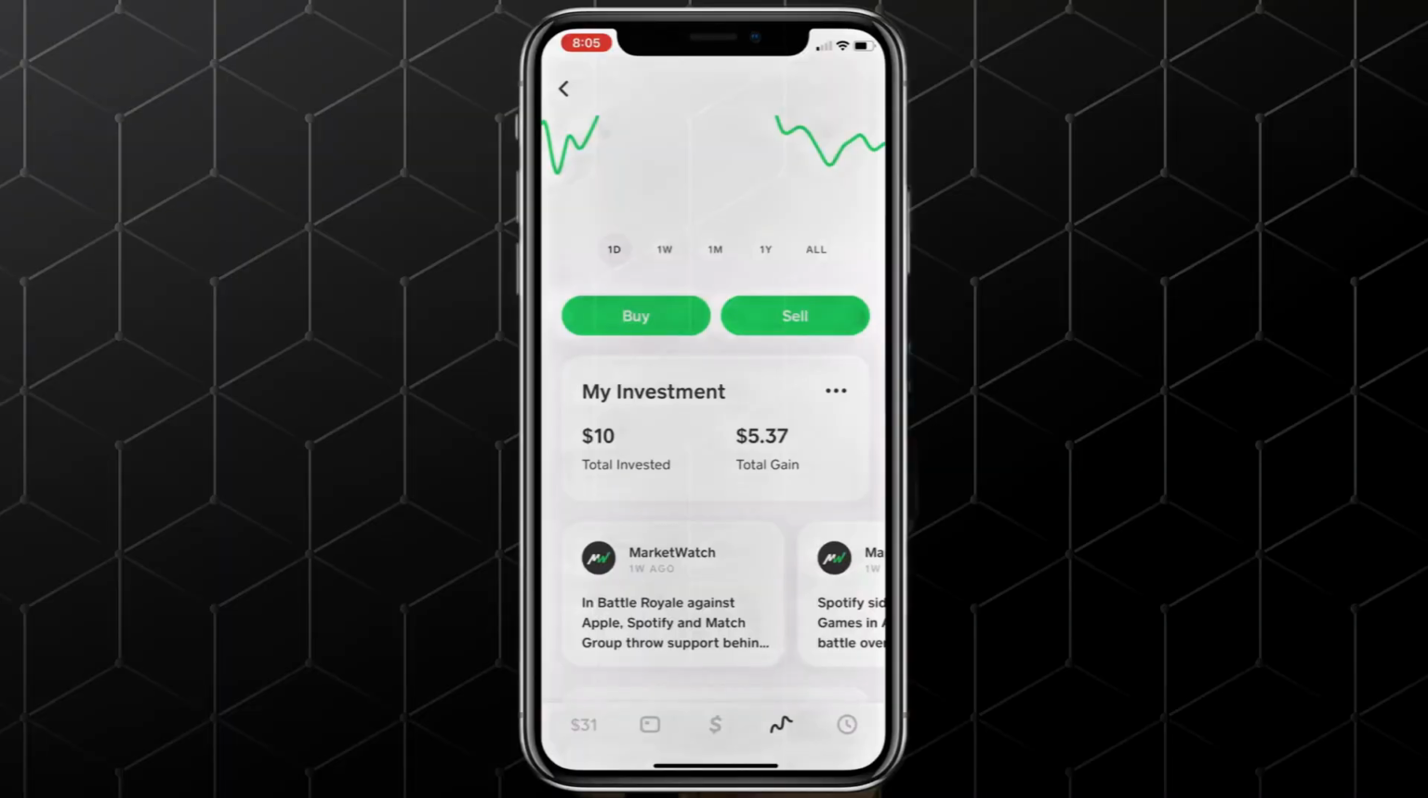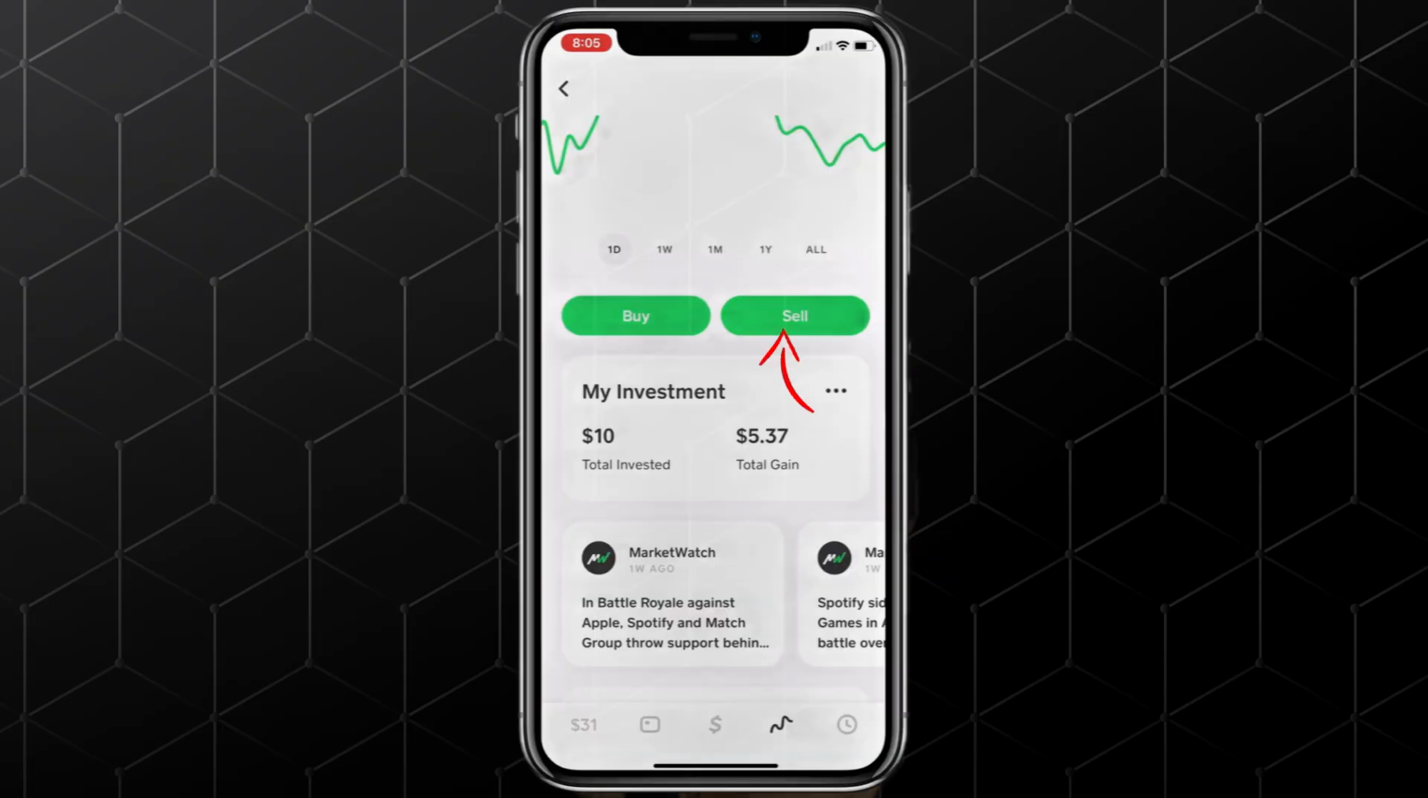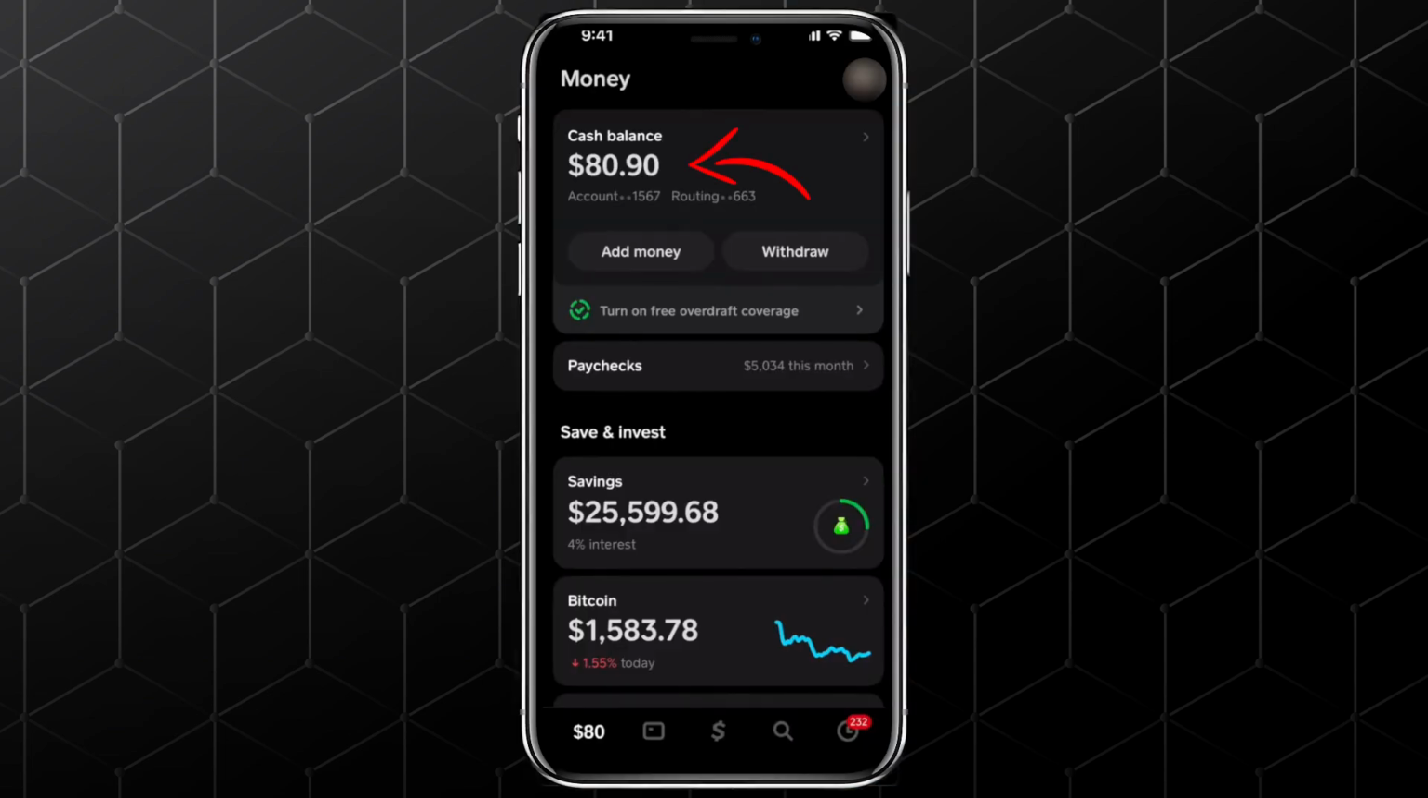After purchasing, monitor the stock closely throughout the trading day. Set a target profit percentage in your mind, such as 5 to 10% gain. Once the stock reaches your target, immediately tap on the stock in your portfolio, select Sell, and confirm the transaction. The money from your sale will instantly appear in your Cash App balance, ready for withdrawal or reinvestment.